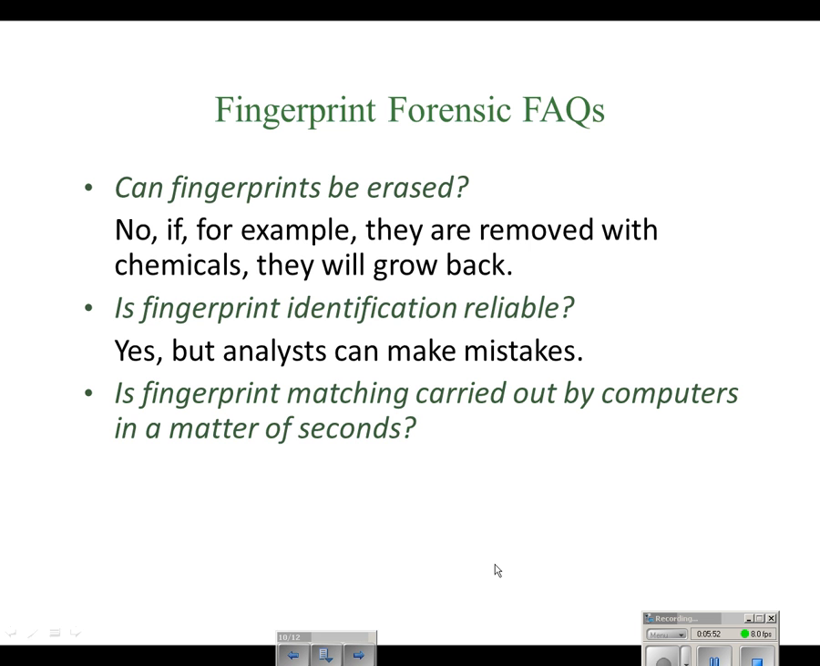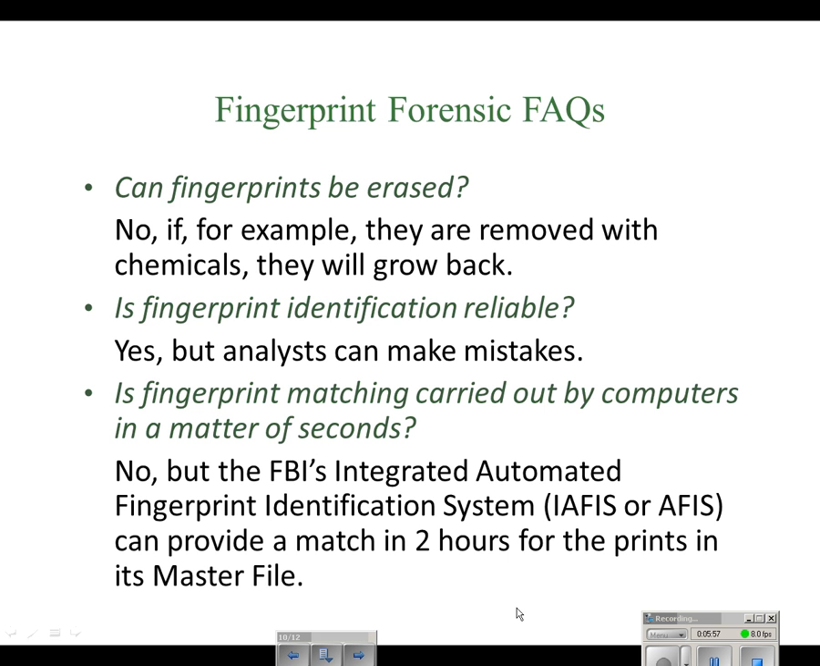Is fingerprint matching carried out by computers in a matter of seconds, as they show you in the crime shows? No, but AFIS is able to provide a match in about 2 hours for the prints in its master file. If the prints are not in the master file, then it may not come up with a match, or they have to go through other files. So in the smaller areas, if it's just a local agency looking for a match in their program, it could take much longer if they ever find one because they're limited to the scope of the prints that are actually in their database. They might not have access to the FBI's database.